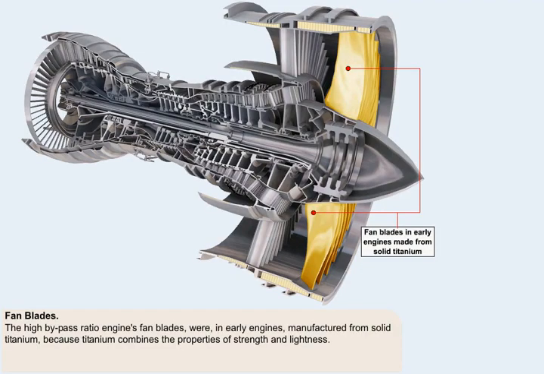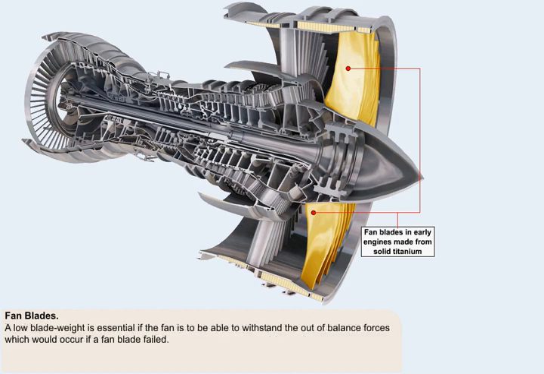The high bypass ratio engine's LP compressor blades, more commonly known as the fan blades, were manufactured in early engines from solid titanium, because titanium combines the properties of strength and lightness. A low blade weight is essential if the fan is to be able to withstand the out-of-balance forces which would occur if a fan blade failed.